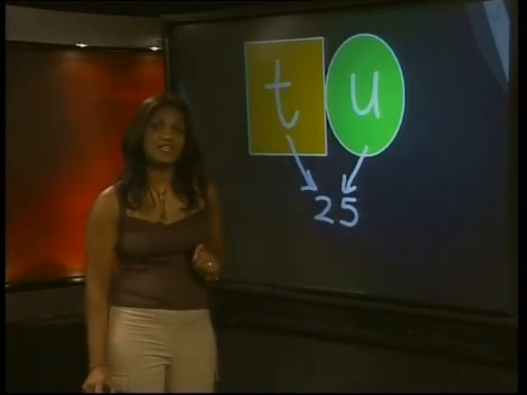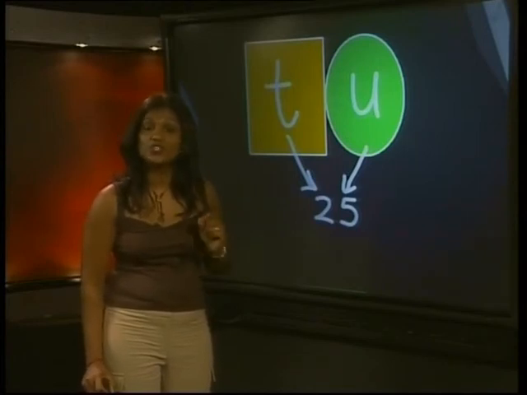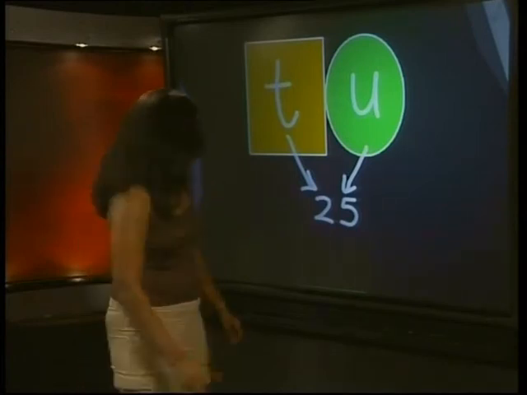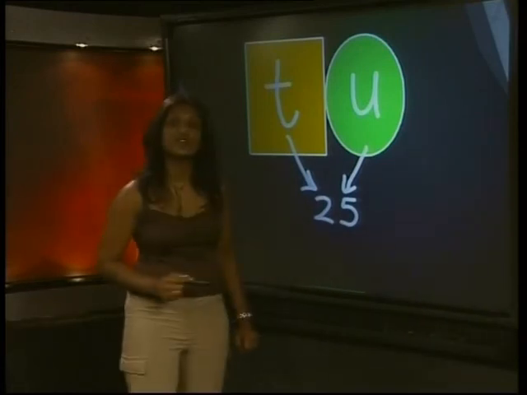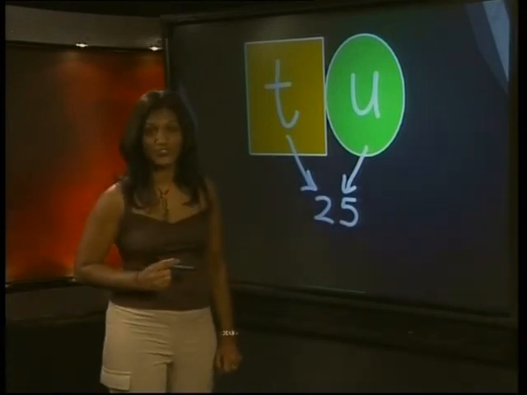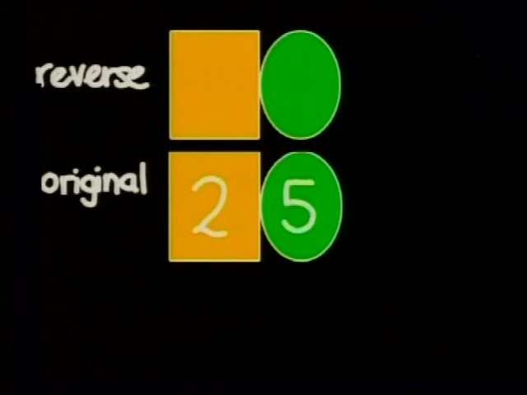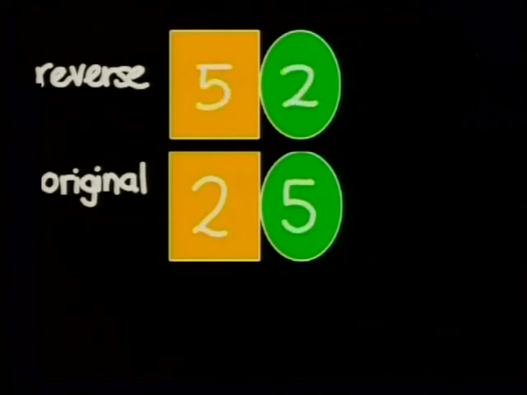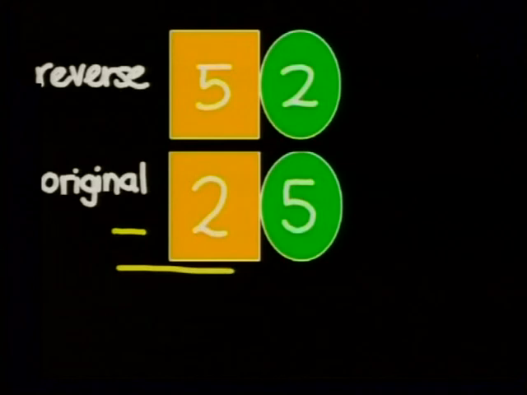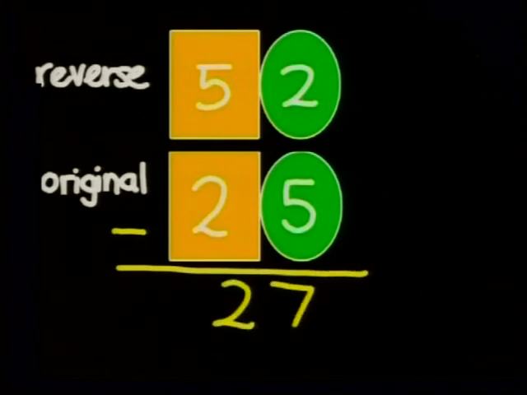Now we found the answer, but we need to check that it works. Do the digits add up to 7? 2 plus 5 is equal to 7. So yes, so far so good. If I reverse the original number, I get 52. Remember, the original question stated, when the digits are reversed, the new number exceeds the original number by 27. So we can subtract 52 minus 25. And I get 27. So that's correct.